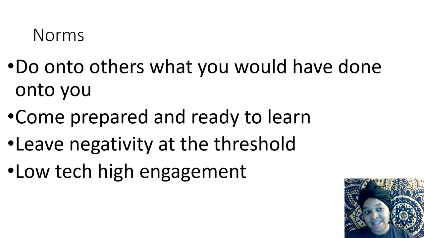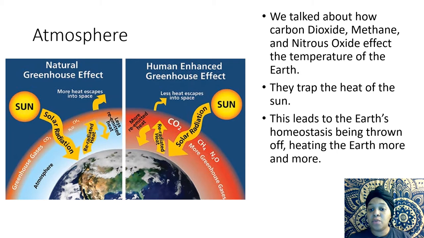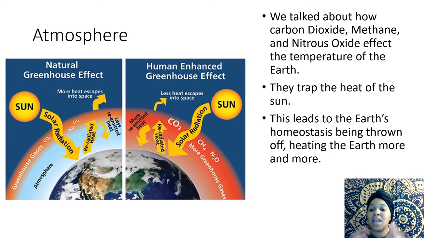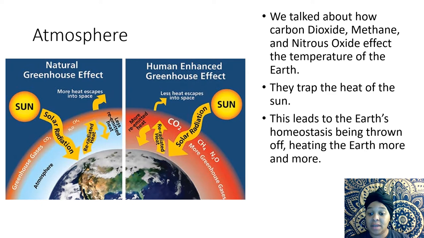So just a refresher, because I know this was some time back, but we talked about how carbon dioxide, methane, and nitrous oxide affect the Earth's temperature. Remember, they are greenhouse gases that basically trap the heat from the sun that's coming in every day in our atmosphere, ultimately heating up our Earth. So that leads to Earth being more and more heated over the years.